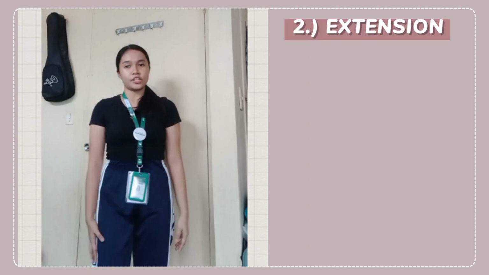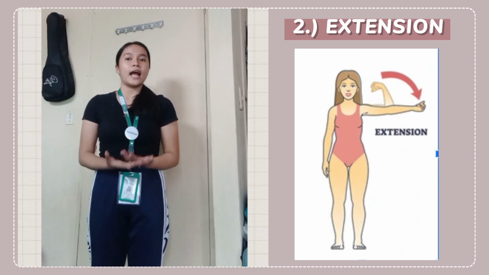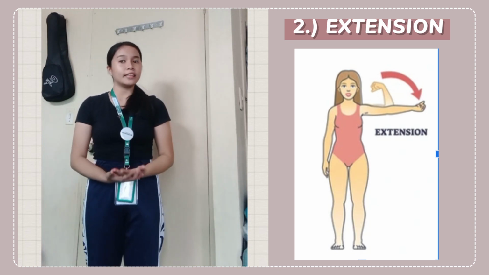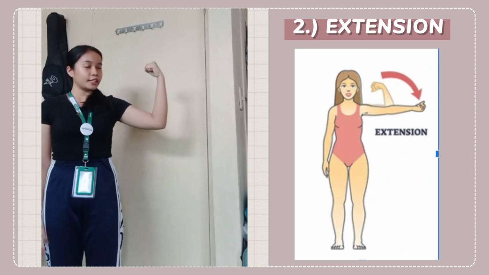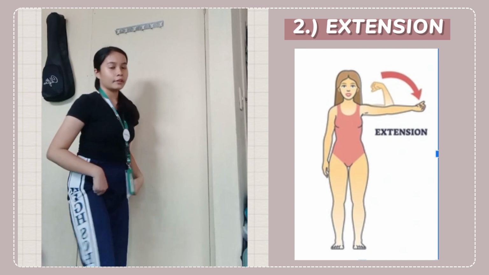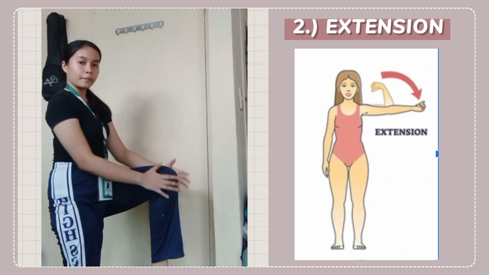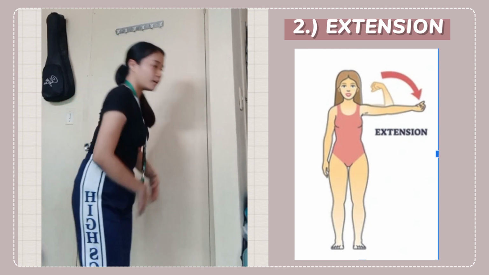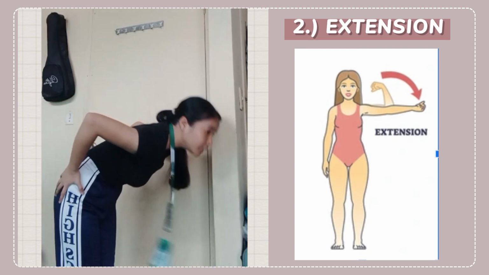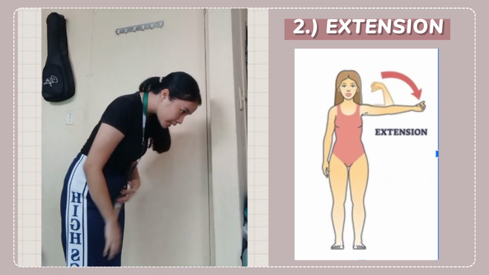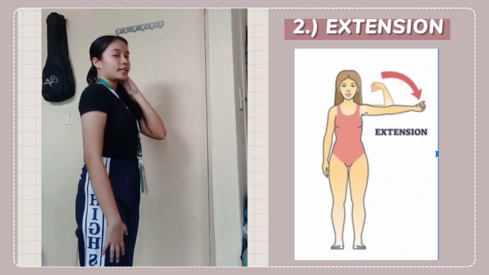Second is the extension. It is a movement that increases the angle of a joint and the distance between two bones, such as straightening the knee or elbow, from flexion going to extension, and then from this to this. Also for the trunk, from flexion to extension. And then also the head, from this flexion to extension.